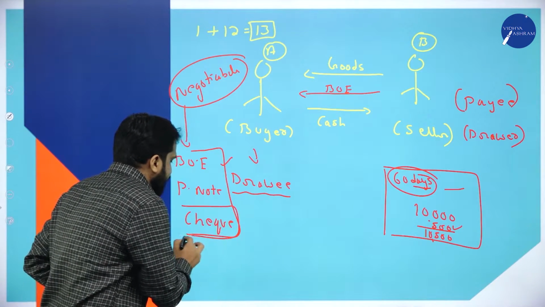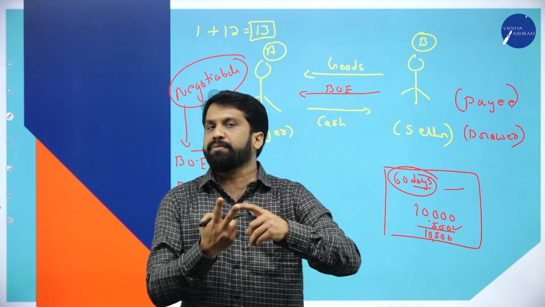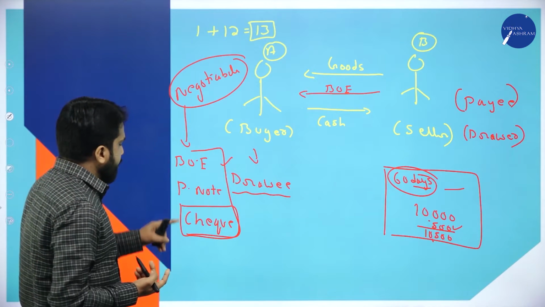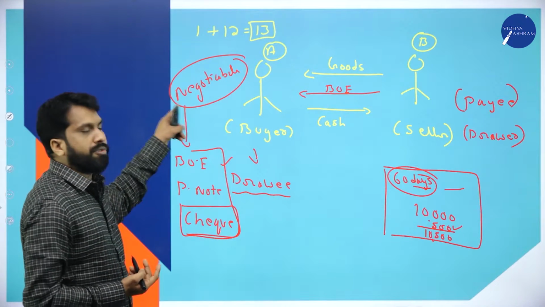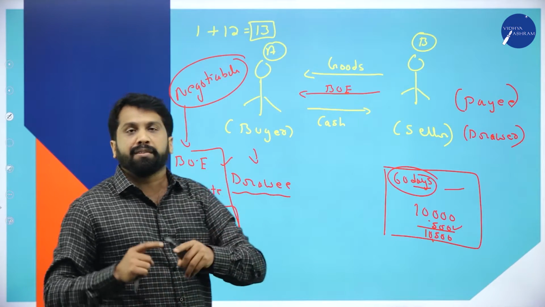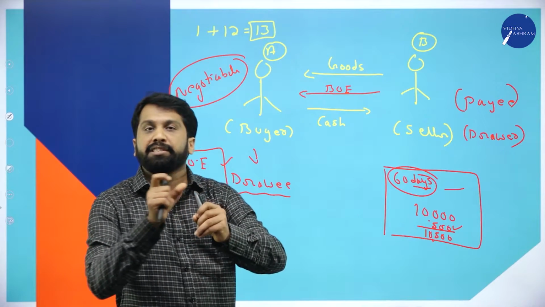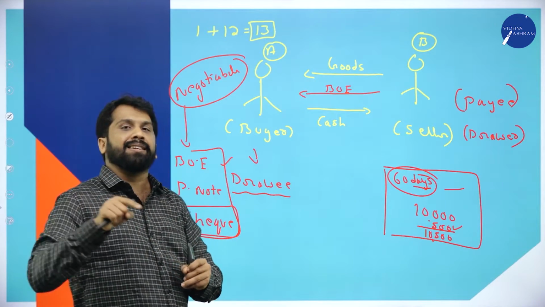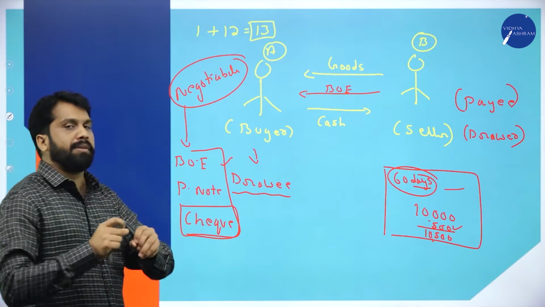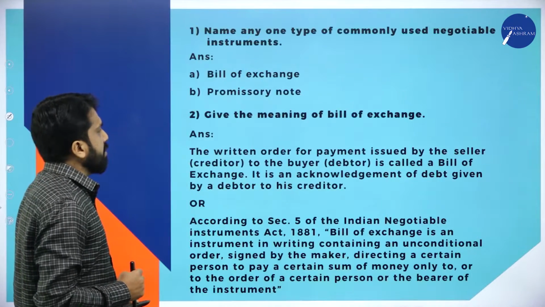We are not discussing this because in your syllabus we have only two. One is bills of exchange, the other one is promissory note. But check also comes under negotiable instrument. Remember, negotiable means what? Transferable from one person to another person. Instrument means it is a document. Clear? Yes. We'll go for the meaning of bills of exchange.